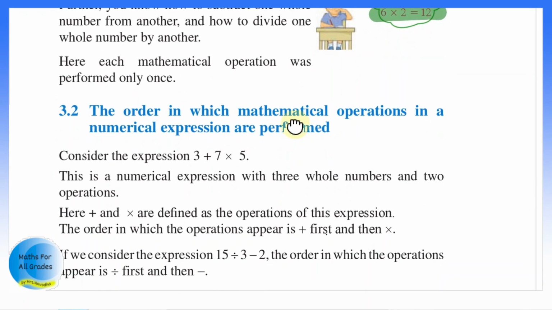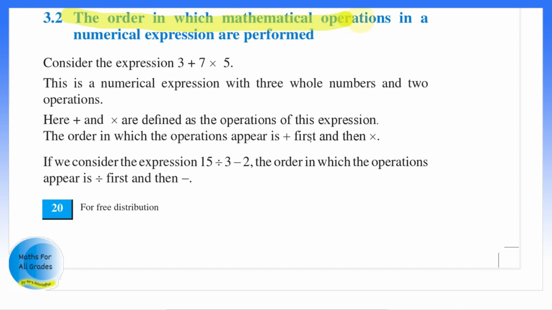There's another topic, let's read it. The order in which mathematical operations in a numerical expression are performed. To explain the order of mathematical operations, I'll take this question. Okay, read with me. 3 plus 7 times 5. What mathematical operation did you read first? Yes, it's the addition. And second you read multiplication. So that's the order. Let's write that down. The order is addition and then multiplication.